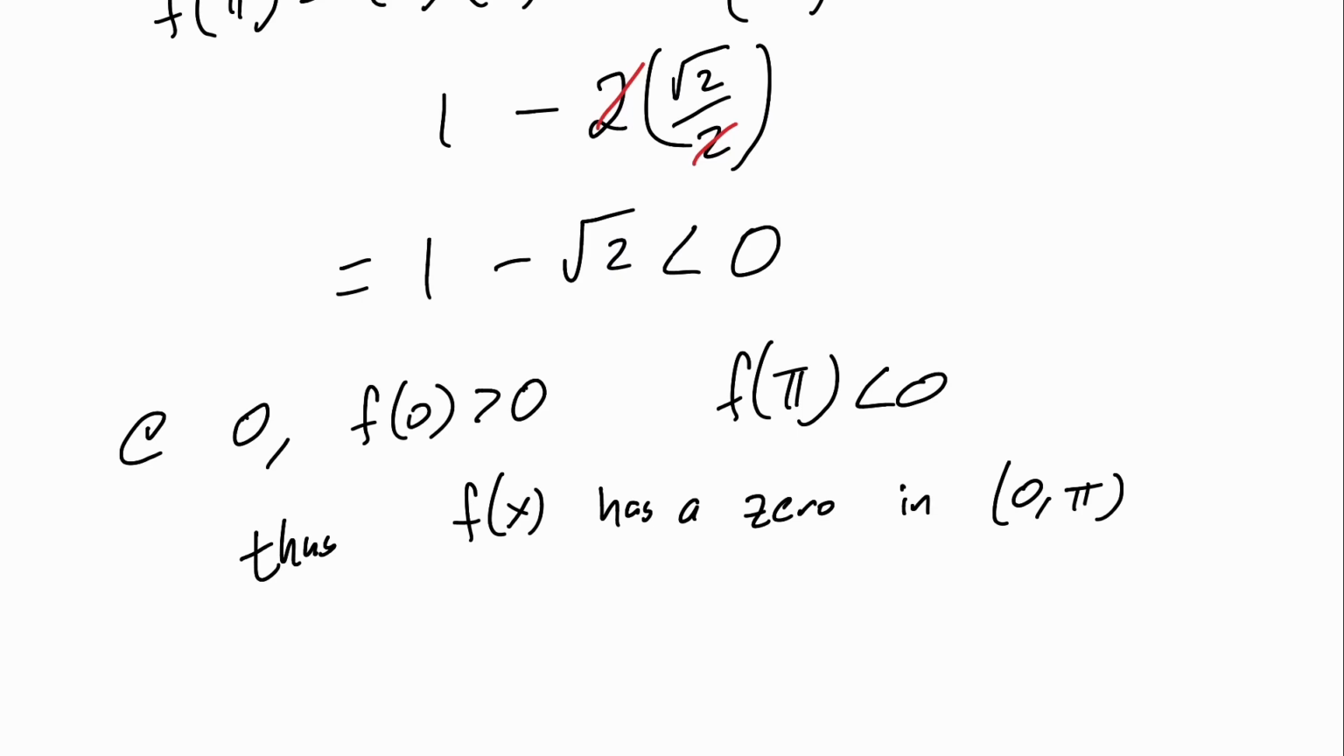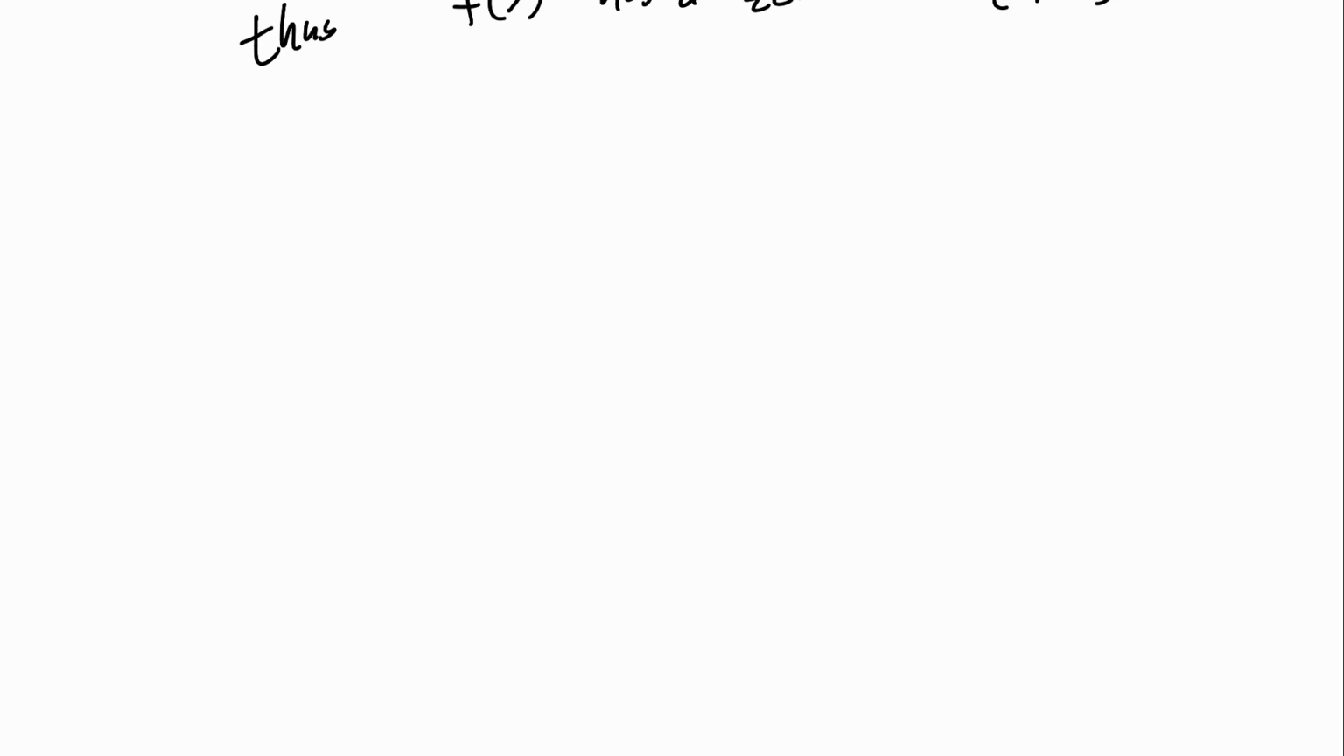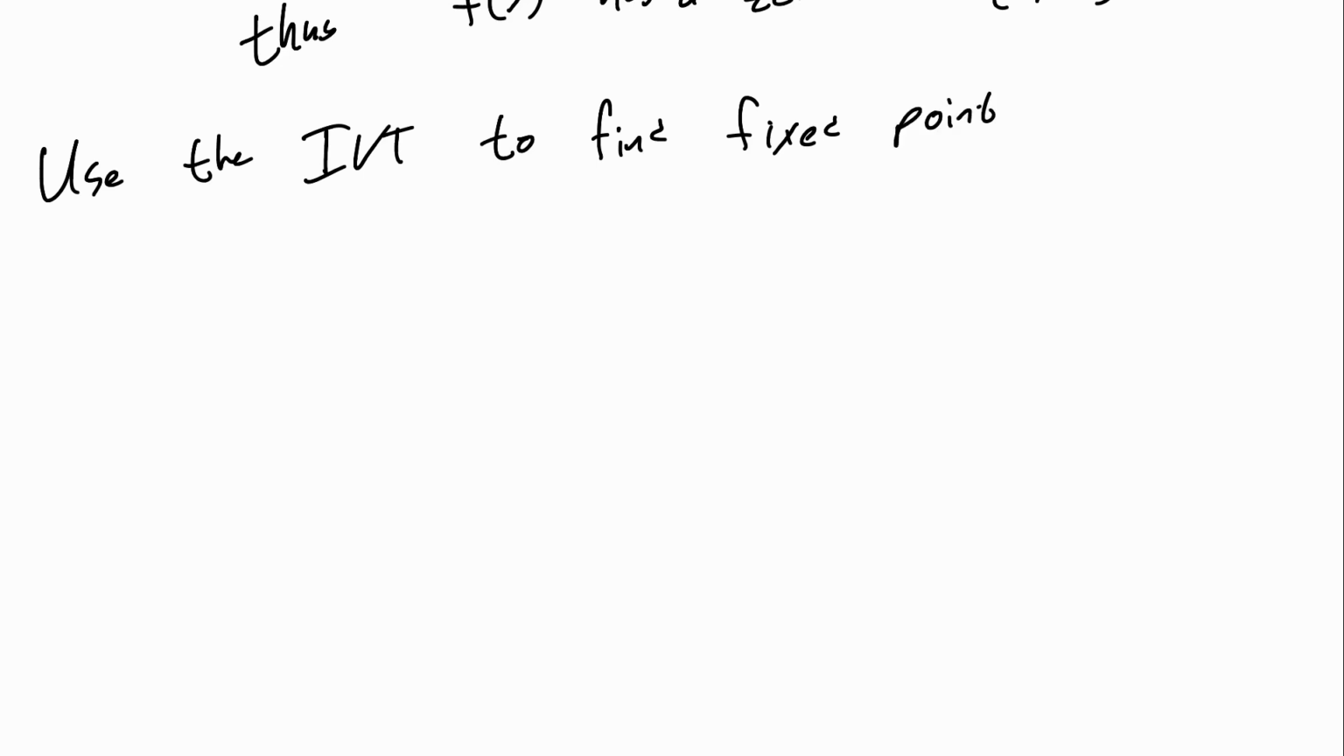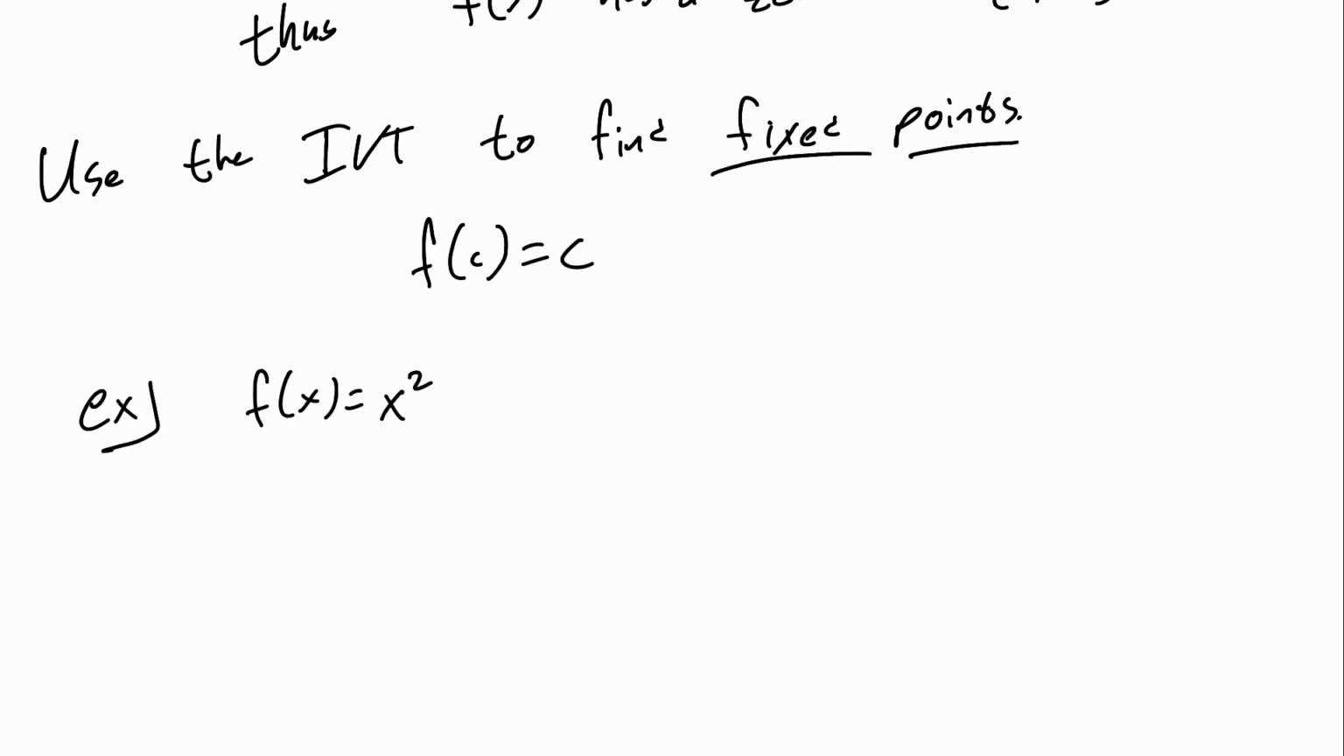We can also use the intermediate value theorem to find fixed points. Okay, what do I mean by a fixed point? So we're going to use the IVT to find fixed points. A fixed point happens where f(c) equals c. Where you plug a number in, you get that same number back. So for example, in the function f(x) equals x squared, the number 1 is a fixed point, because f(1) is 1.